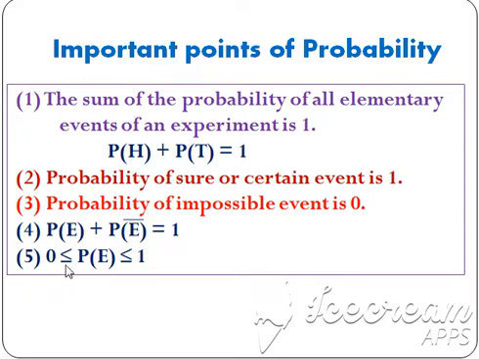Number 5, 0 is less than or equal to P(E) is less than or equal to 1. What is the meaning of it? It means that probability is always between 0 and 1, or it can be 0 as well as 1. For an impossible event the probability is 0, and for a sure or certain event the probability is 1. In cases other than these two, the probability is always between 0 and 1. So remember, probability can be 0, can be 1, or can be in between 0 and 1.